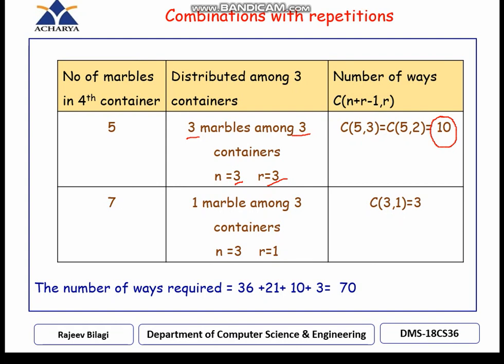Then the last one: if I put 7 marbles in the fourth container, I am left with only one marble, which I need to distribute among 3 containers, so n is equal to 3, r is equal to 1, which gives 3C1, which is equal to 3. Now the number of ways required is the sum of these: 36 plus 21 plus 10 plus 3, which is equal to 70.